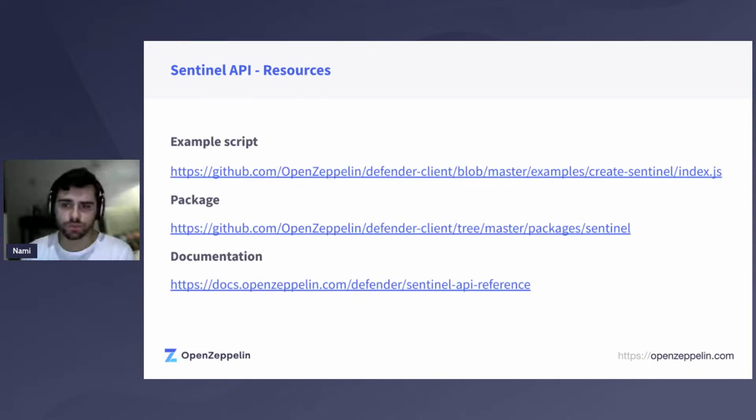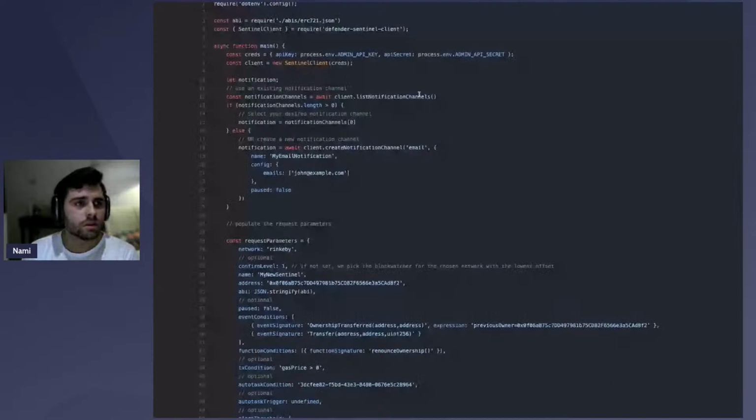We have a bunch of examples on how to use Defender client on GitHub. There's a link in this slide as well, so you can have a look. Let me just share my screen to jump into one of the example scripts. All right. So here you can see an example script that creates a Sentinel programmatically.